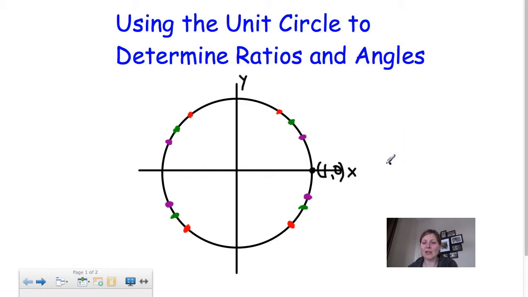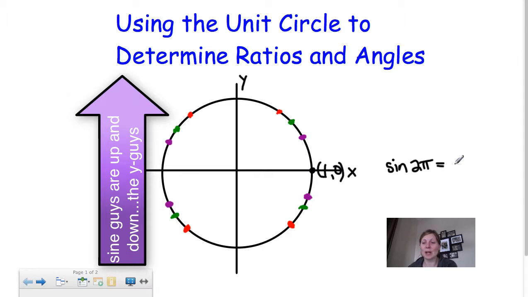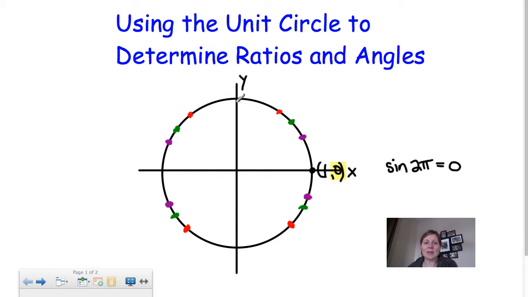And I could use this, for example, so the sine of 2 pi radians. If you remember, sine is the up and down guy, sine is the y guy, so the sine of 2 pi radians is going to be 0. Okay, and so we can do that around our entire unit circle.